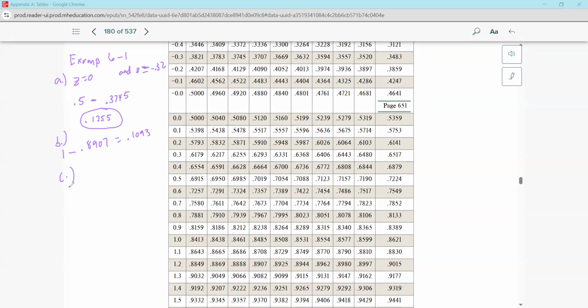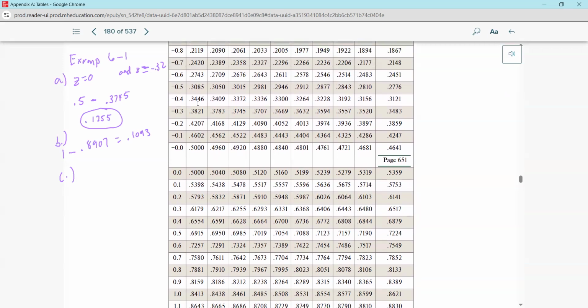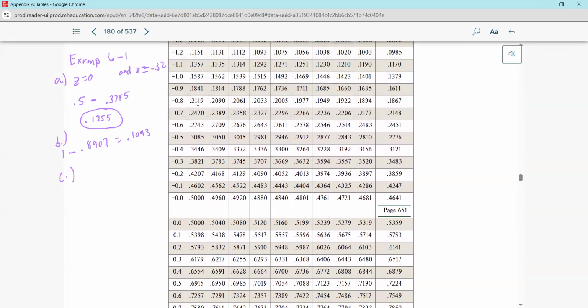To the left of negative 1.03. So I have to scroll up. So that's going to be negative 1.0, 0.03. I got lost. Where are we at? Negative 1.03. Negative 1.0, 0.03. There you go. 0.1515. All right, this time it said to the left. So whatever number I get in the chart is my answer when it says to the left. All right, let's look at D.